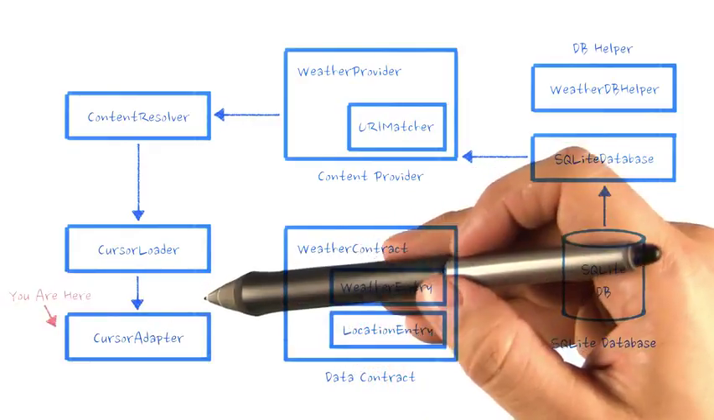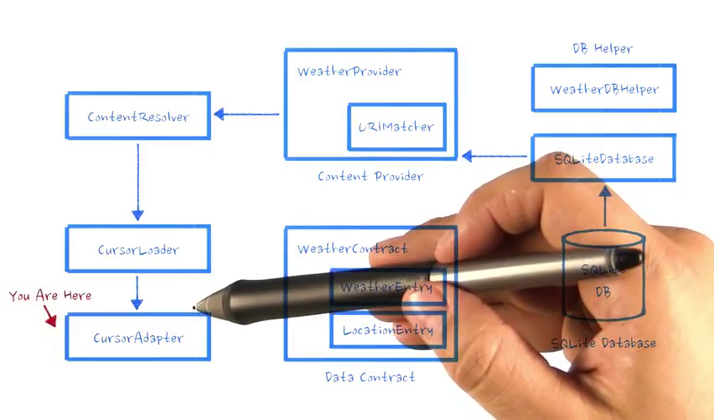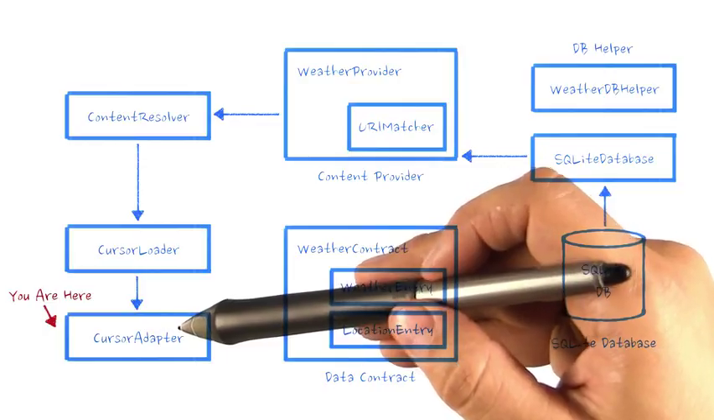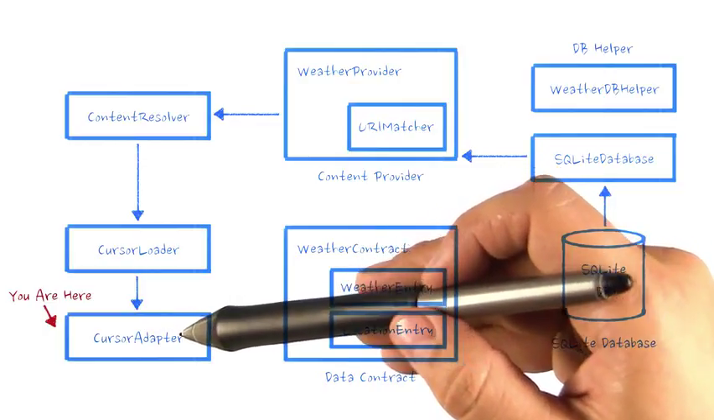from an array. For our next task, we're going to replace the array adapter we have currently in ForecastFragment with a cursor adapter. We'll eventually connect it to our database using a cursor loader.